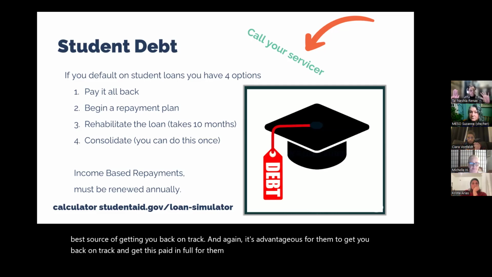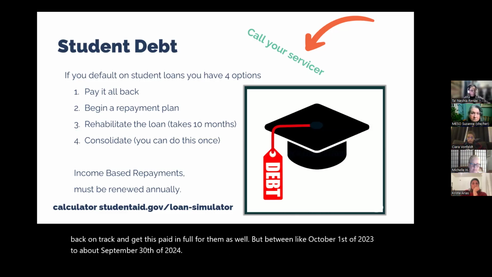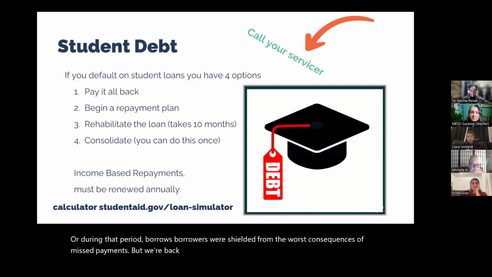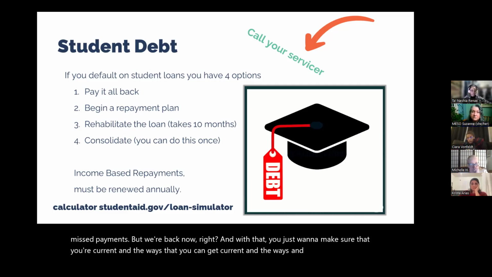But between October 1st of 2023 and about September 30th of 2024, during that period, borrowers were shielded from the worst consequences of missed payments, but we're back now, right? And with that, you just want to make sure that you're current, and know the ways, options, and resources available to you to get current.